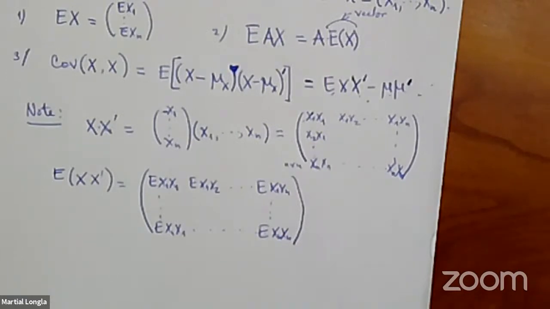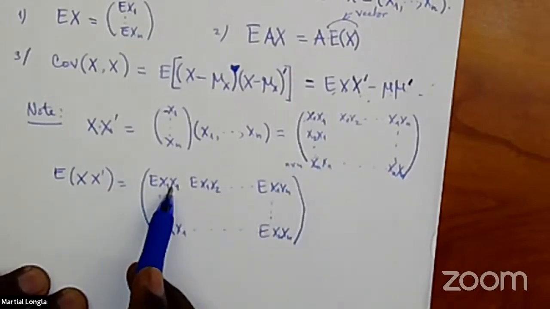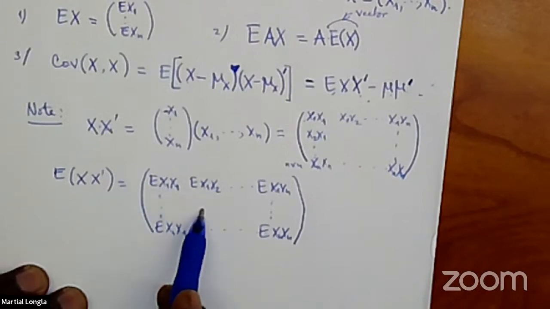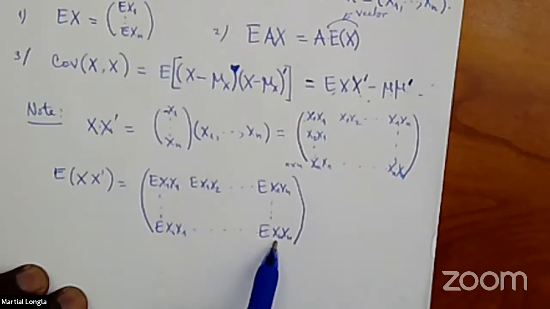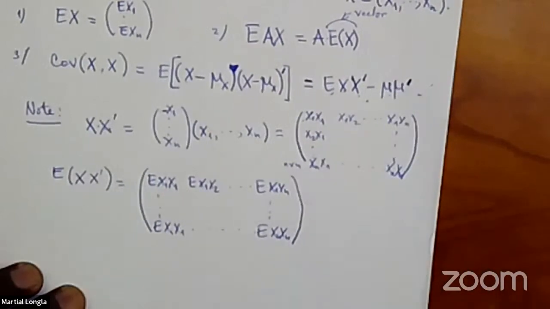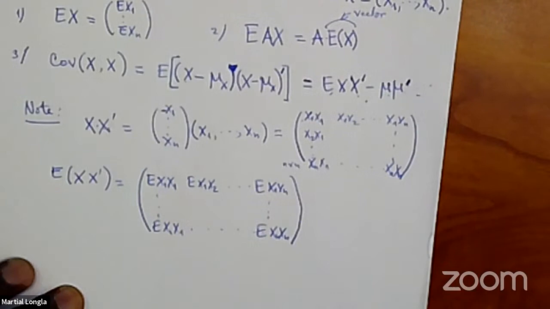Why variance covariance matrix? Because in that matrix, along the diagonal, when you take expected value, you have expected value of x1x1, expected value of x2x2, all the way down to expected value of xnxn. And then minus, this is the mu squared of each of them. So when you subtract this, along the diagonal, what you get is the variances of the random variables x1, x2 down to xn.